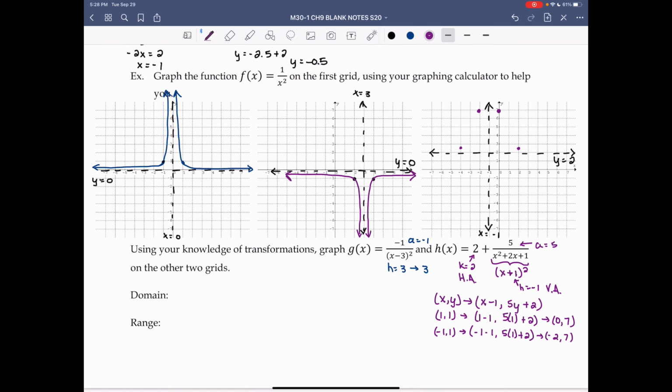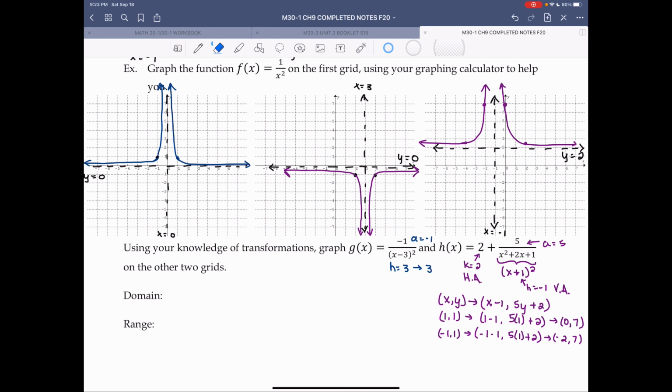Okay, so now we can graph our function. We know that it's going to get close to our vertical asymptote. It's going to come down and curve, go through our 2 points, and then get close to our horizontal asymptote. Same thing on the other side. It's getting close to our vertical asymptote, going through our points, curving, and getting close to the horizontal asymptote. And there's our rational function.